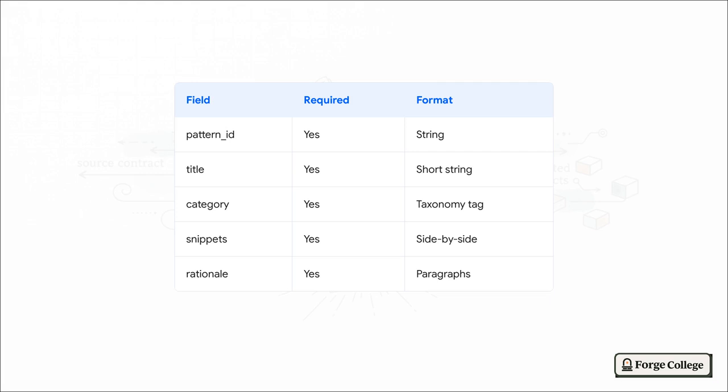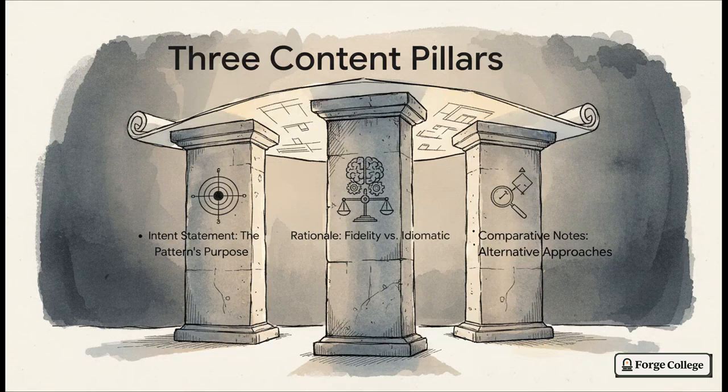And finally, the heavy hitters, the rationale and comparative notes. I absolutely cannot stress this enough. This strict formatting is exactly what makes the catalog searchable and maintainable. If we all just wrote free-form essays, finding the right access control patterns 6 months from now would be completely impossible.